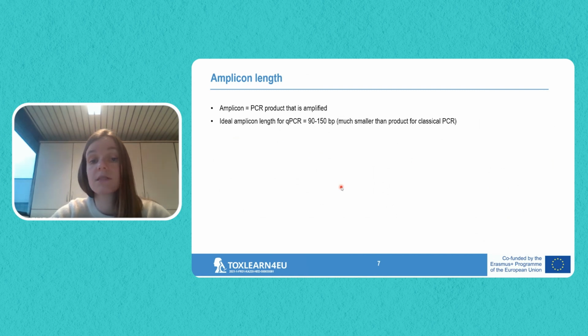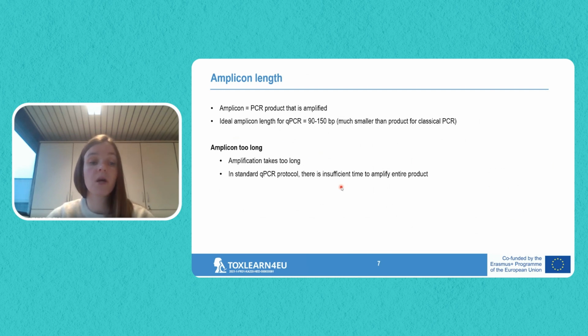So note that it's much smaller than a product that is generated during a classical PCR. So for classical PCR, you can amplify products of 1,000 base pairs or even larger. But for qPCR, we specifically amplify a relatively short product. Now, what would happen if we would try to generate an amplicon that is too long? Well, in this case, the amplification would take too long.